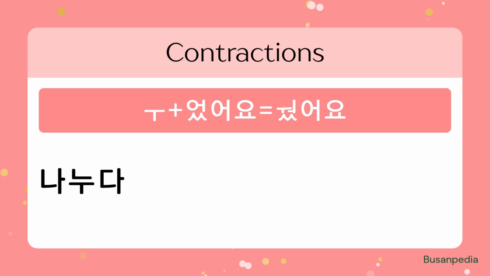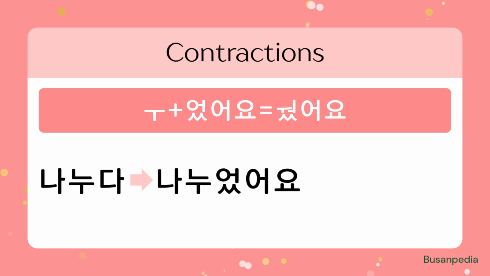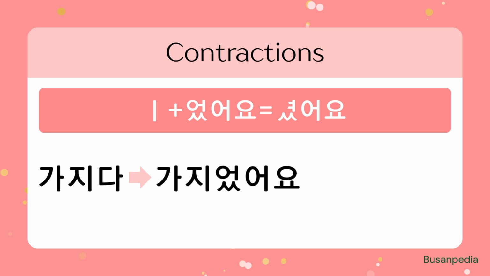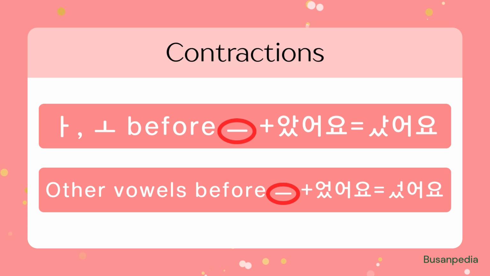If the stem ends with 우, it means 었어요. So with 나누다, you get 나누었어요. Then that contracts to 나눴어요. When the stem ends with 이, it combines with 었어요, which then contracts to 였어요. For example, 가지다 becomes 가지었어요, and then contracts to 가졌어요.